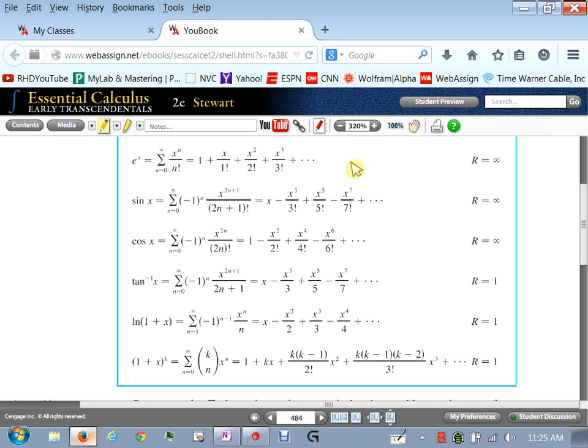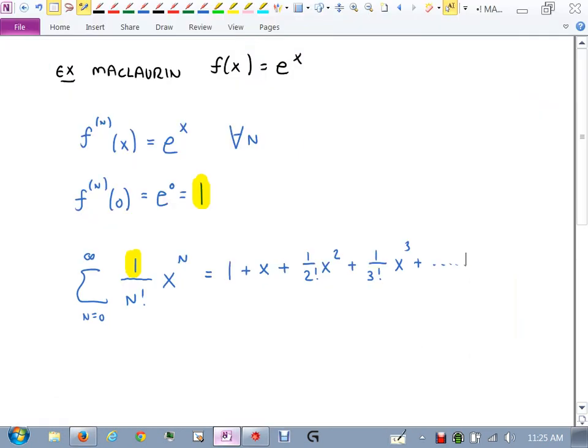Okay. So let's take a look at doing a Taylor series instead of a Maclaurin series. What's the difference? A is not 0. So let's do a Taylor series.